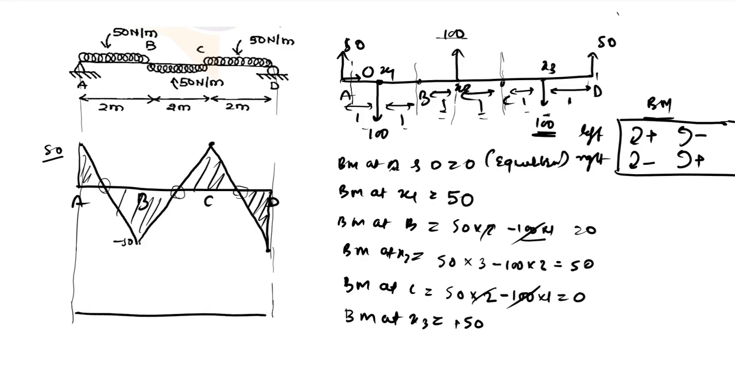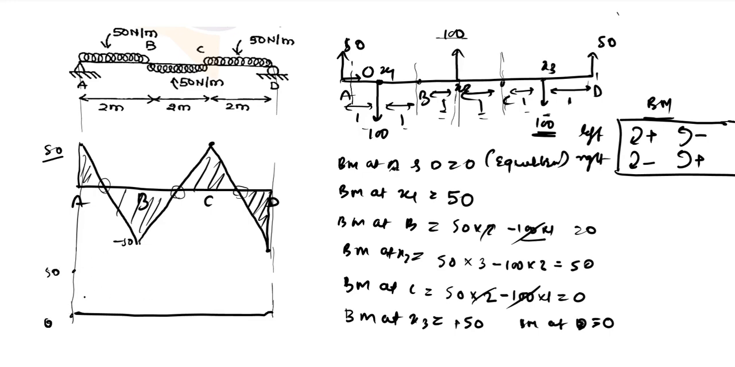So yeah, we have calculated all the bending moments, because the bending moment at D will be 0, as we wrote at the start of the calculation. Let us just verify this x2. This is our cross section. If you calculate on the right, 50 into 3 minus 100 into 2, again it will become 50.